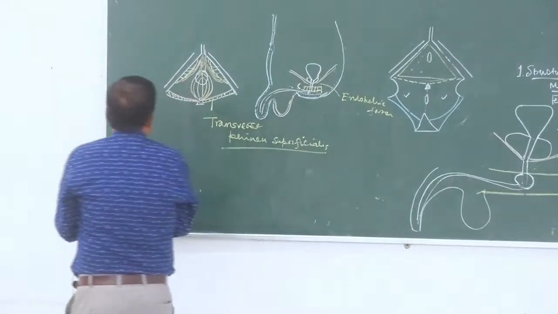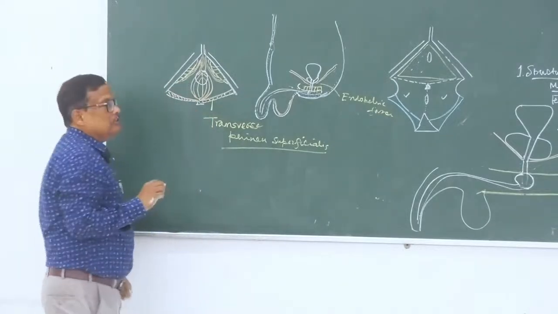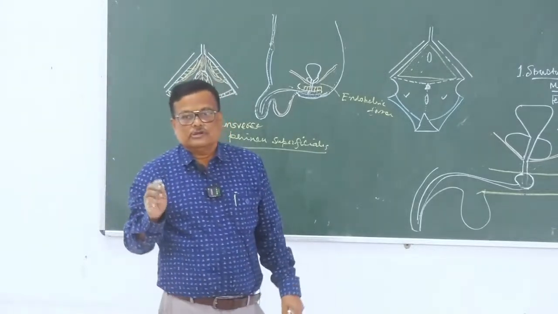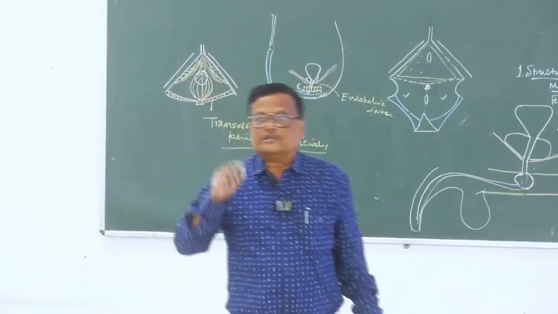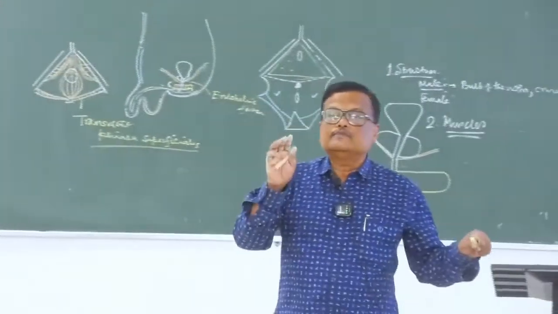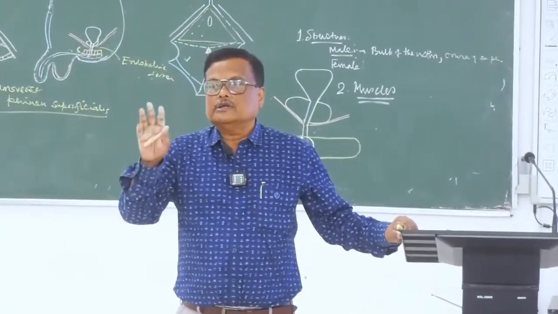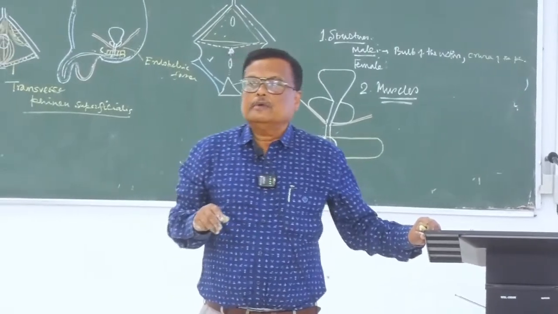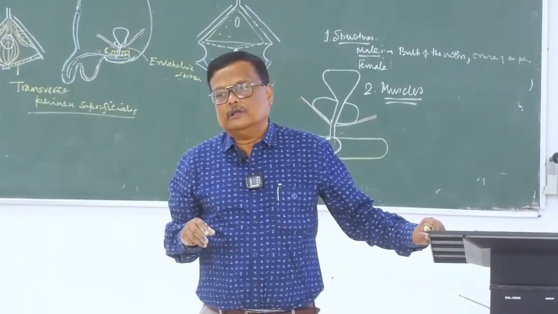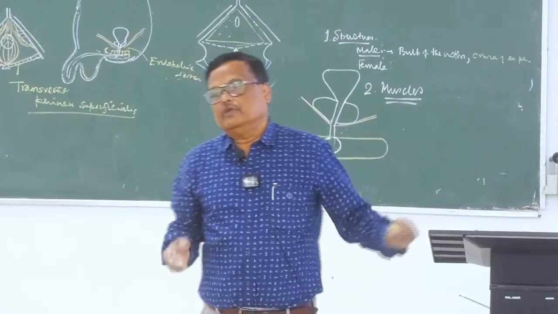So the arteries are here. What else is there? Perineal branches, I told you earlier, the first branch it gives is the perineal branches. It gives very important arteries, two arteries on each side, called the posterior scrotal artery, or posterior labial artery in female.